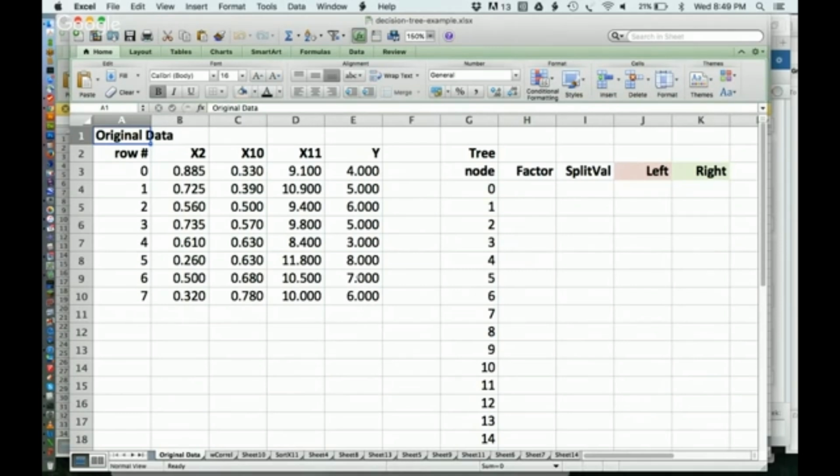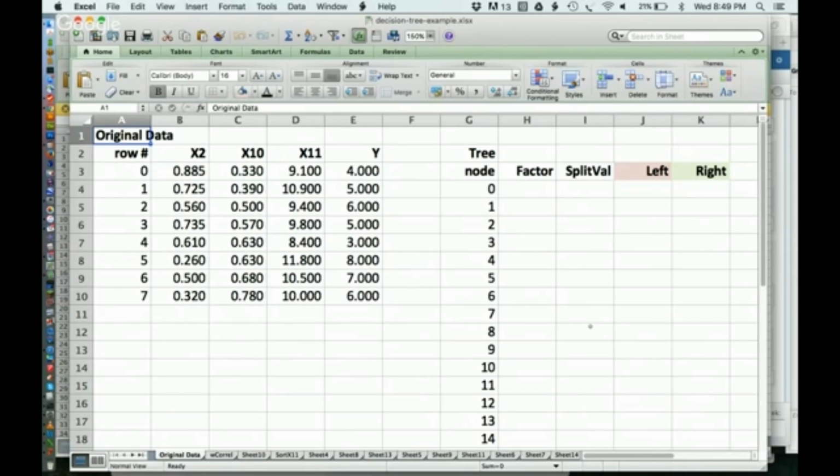Okay, so we're going to build a tree. And by the way, over here I've got space set aside that we're going to fill in. This is going to be our ND array that represents our tree. Our first question here is, which factor should we split on?